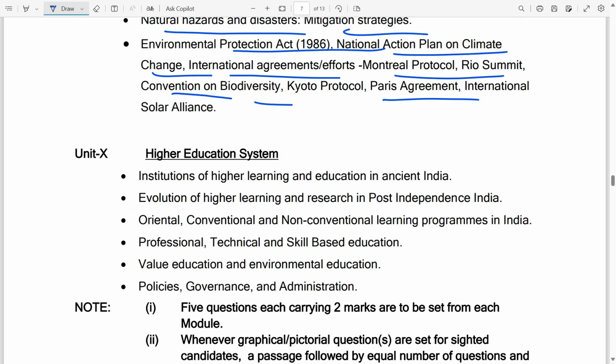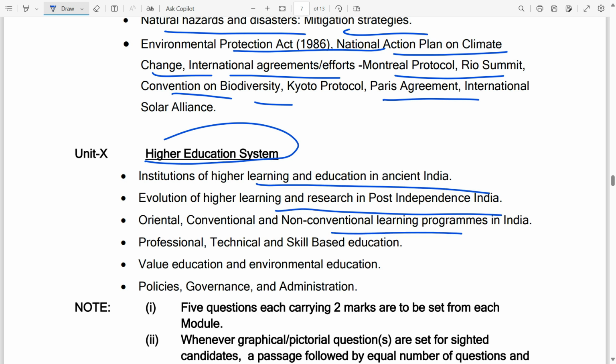And last is the higher education system. From here they will ask about institutions of higher learning in ancient India, how education evolved in post-independence India, what oriental non-conventional learning is, professional teaching, technical skill-based education, value education, environmental education, policies, governance, and administration.